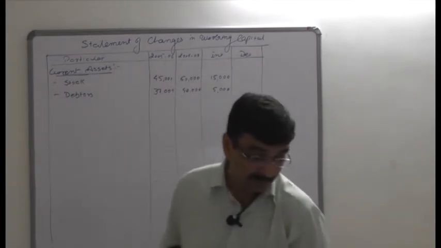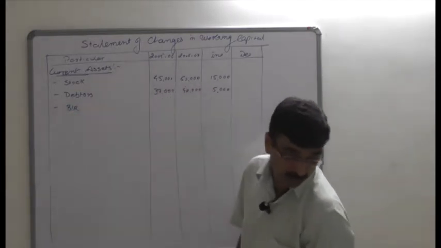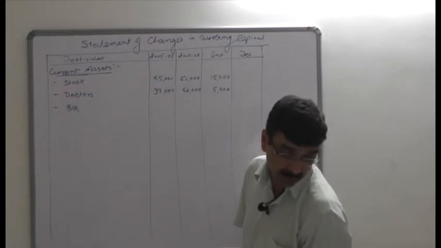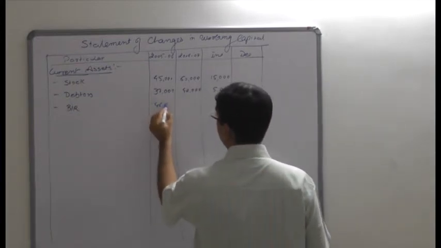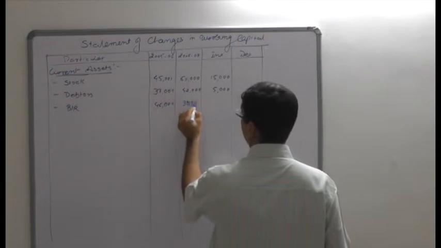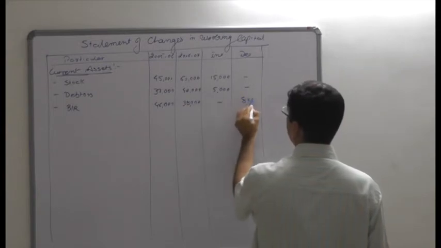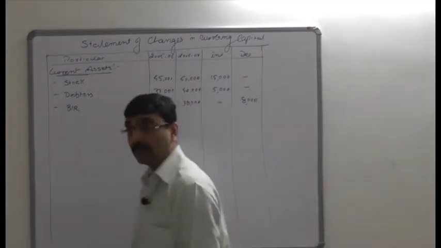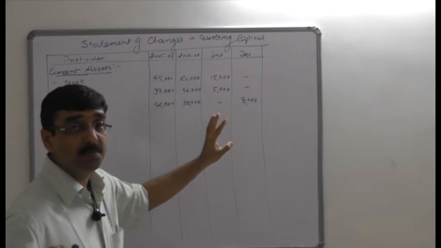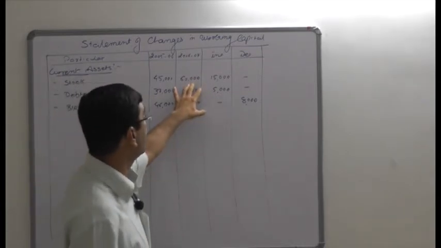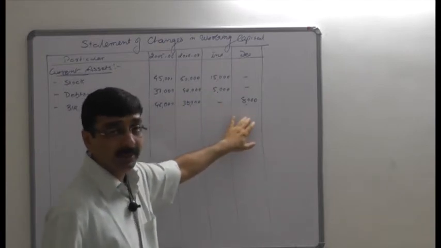Next is bills receivable. Here it would be a little reverse. Last year it was 46,000 and the current year is 38,000. It means the current year current asset is lower than the last year. It's a decrease in working capital. Current year current asset is lower than the last year, so it shows a decrease in working capital. We are simply using a formula: if the current year current asset is higher than the last year, it's an increase, and if the current year current asset is lower than the last year, it is a decrease.